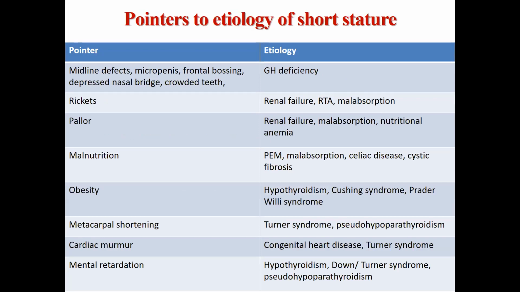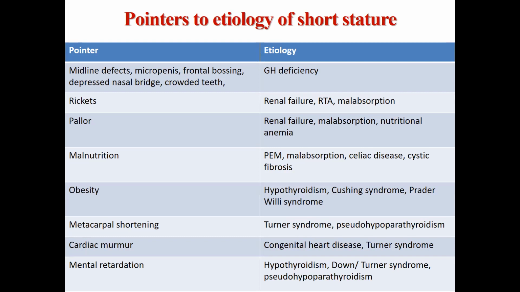Okay, if we pass to the pointers to the etiology from the physical examination of the infant or the child, these are examples also on the left. The midline defects, the micropenis, the frontal bossing, depressed nasal bridge, crowded teeth, all will be indicators to growth hormone deficiency. Features of rickets can indicate either nutritional rickets or renal failure, renal tubular acidosis, or malabsorption.